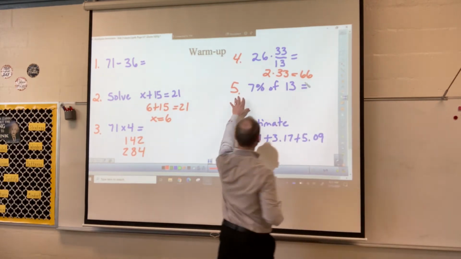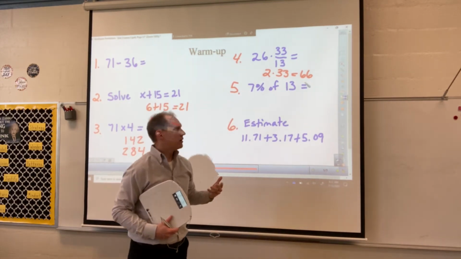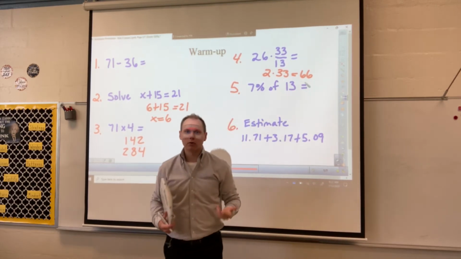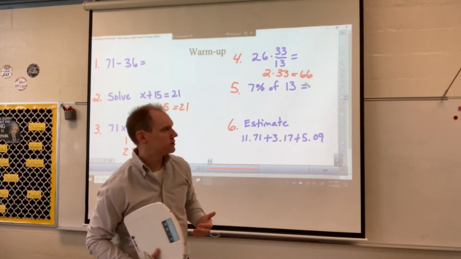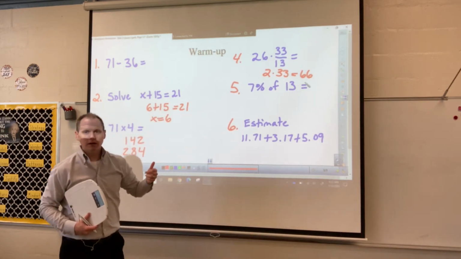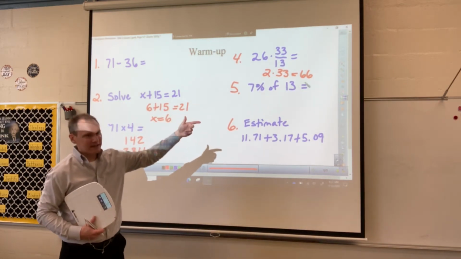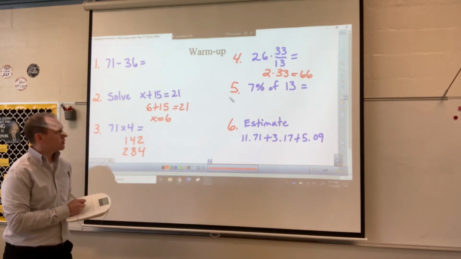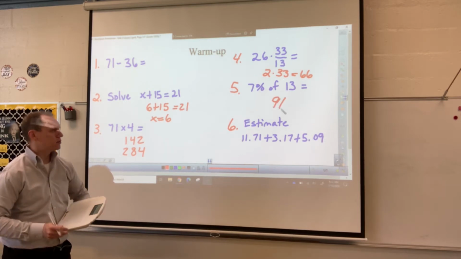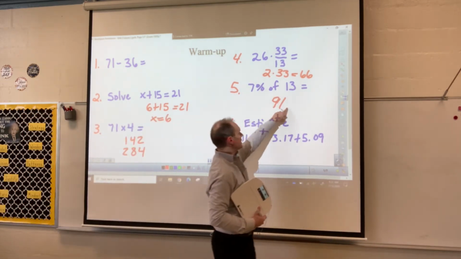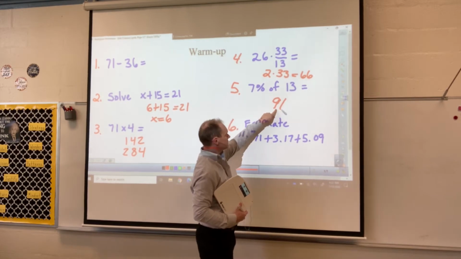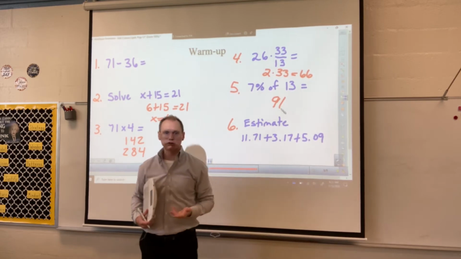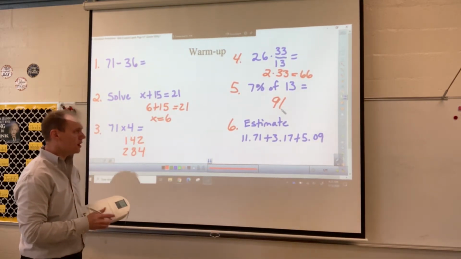All right, and then number 5 here, we've talked about percents before. One of the things you want to do here is just take the numbers involved. So take 7 and 13 and multiply them together and then adjust the decimal afterwards. So 7 times 13, 7 times 10 is 70, 7 times 3 is 21. Add those together, you get 91. So it's some version of 91. It could be 910, it could be 91, it could be 9.1, it could be 0.91, it could be 0.091, but it's some version of 9 and 1 together. You just have to make sense of it.